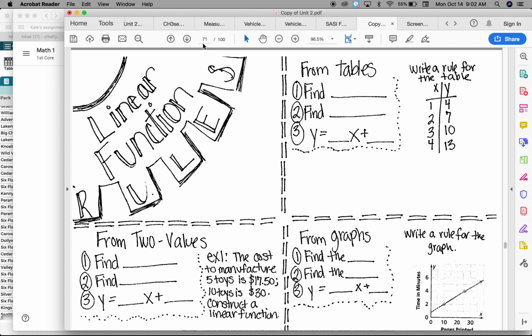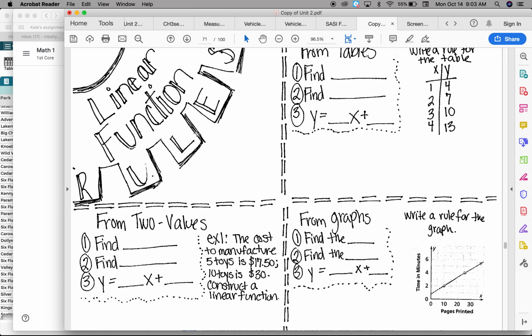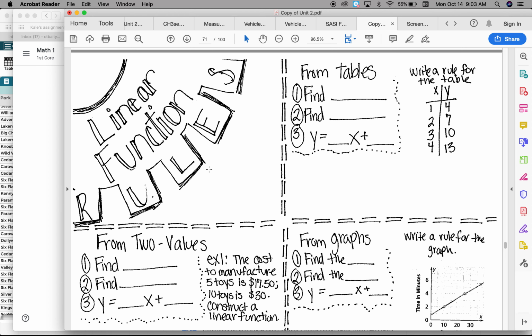As you see here on the PDF, this is page 71 for me, but this is the page you can see from yours. I'm not exactly sure what you have it labeled as, 70 or 71, maybe even 72. But let's take a quick look at this. Here from tables, how to find your slope and how to find your y-intercept. That's what needs to be here. Find slope and find y-intercept.